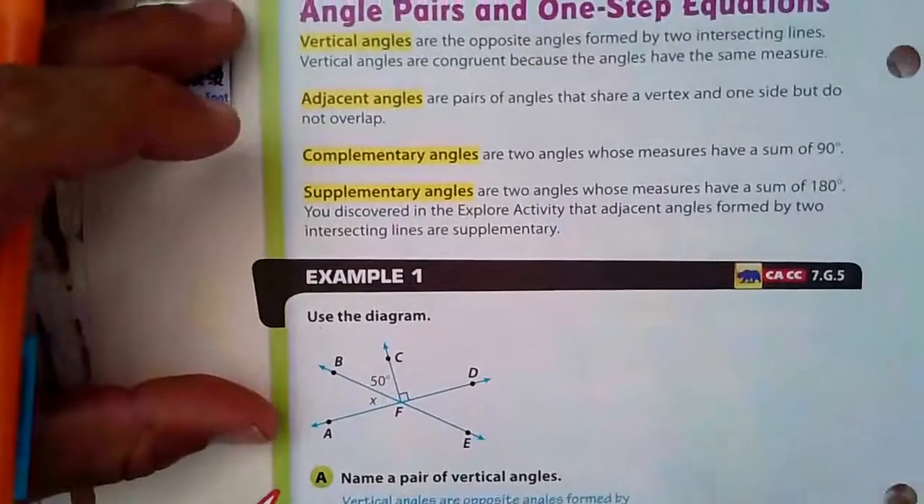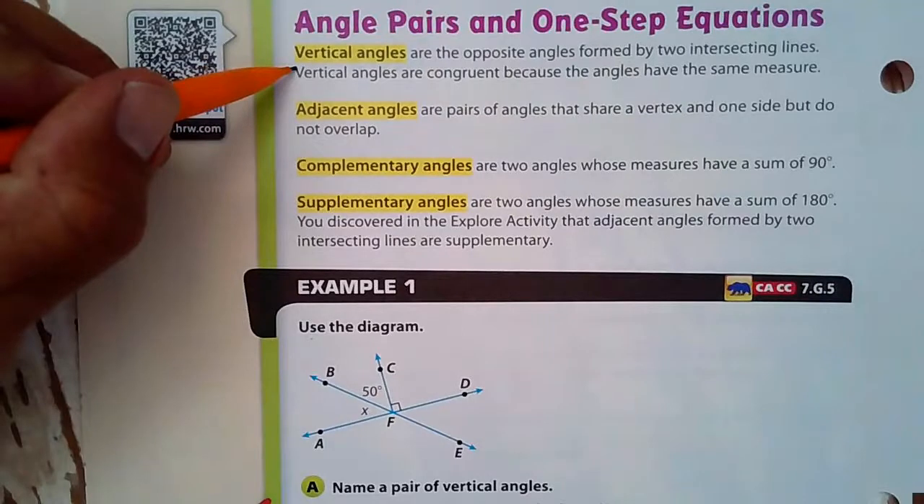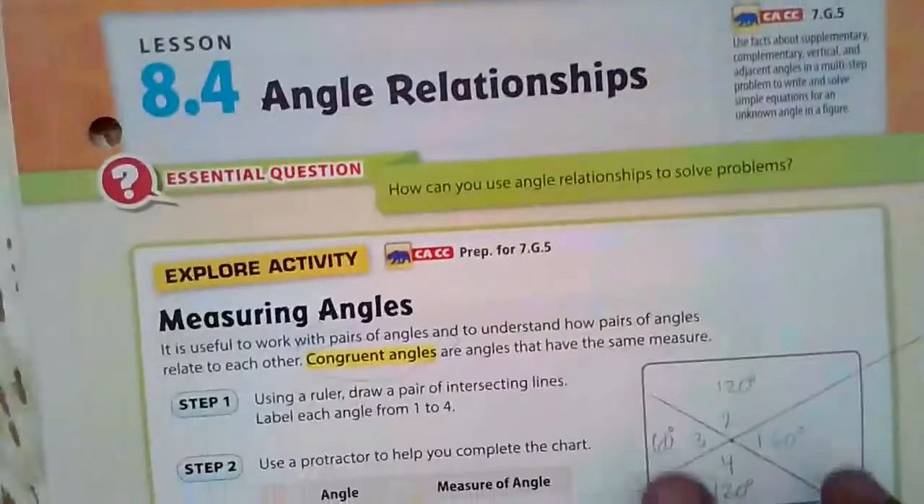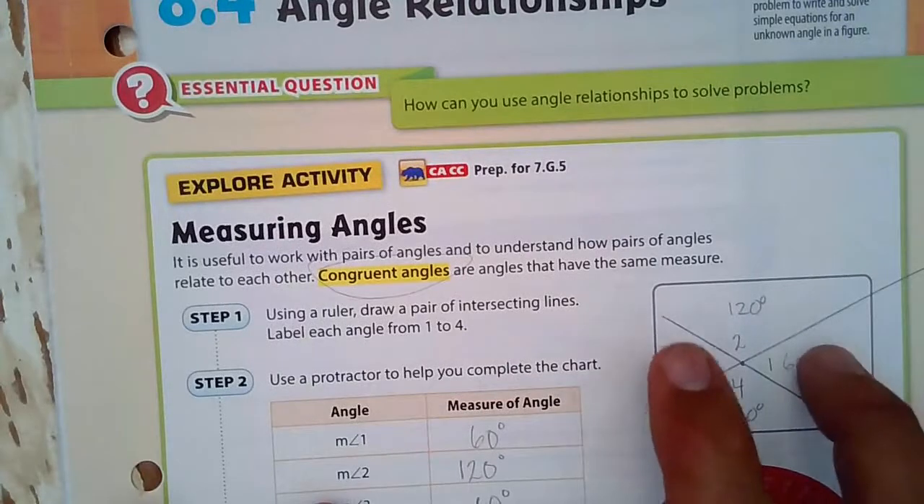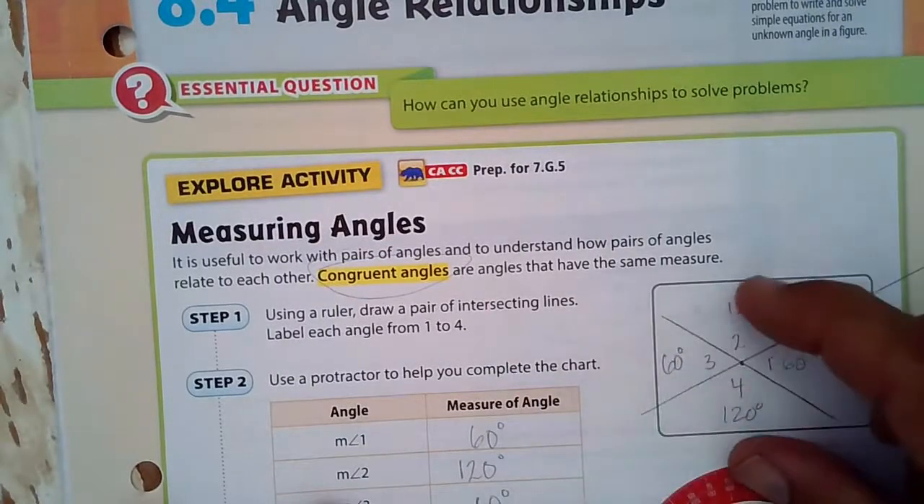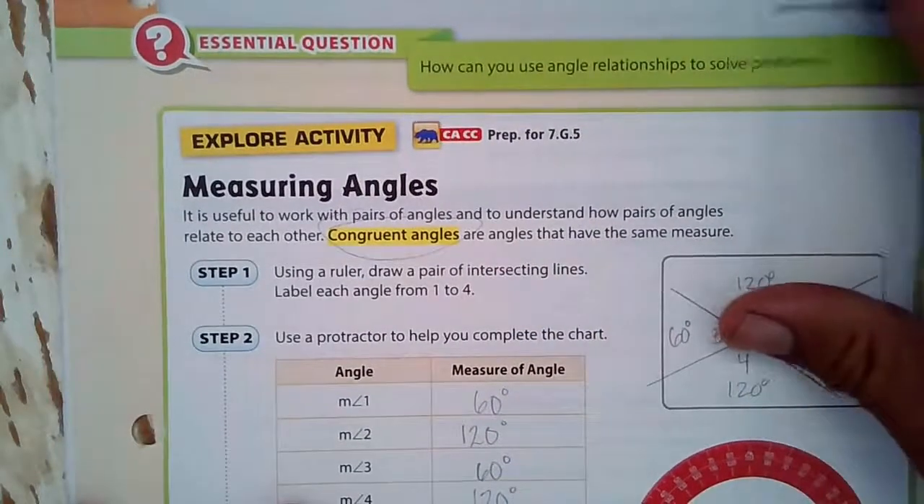Okay. Next, we have types of angles. Vertical angles. They are opposite angles formed by intersecting lines, and they are congruent. So vertical angles are, for example, 1 and 3. These were vertical angles because these are intersecting lines and they're opposite of each other. And these are vertical angles right here as well.